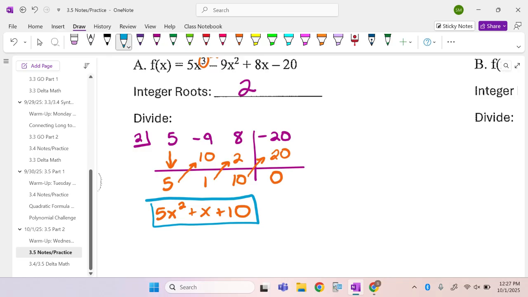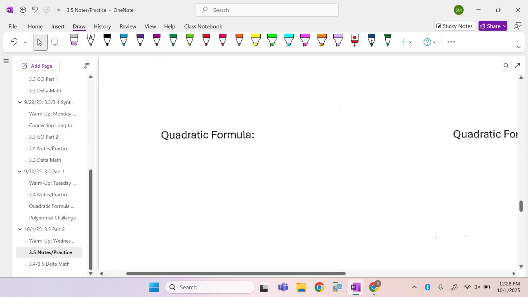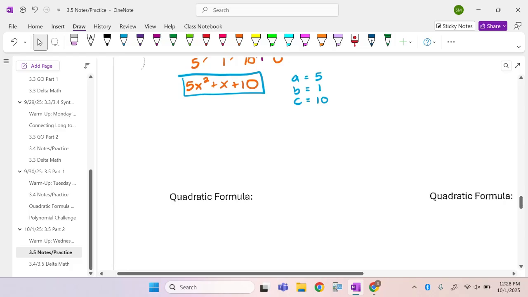All right, so Kaden, pick someone to tell me what A, B, and C is. All right, so what's A, B, and C, Dylan? A is 5, B is 1, and C is 10. All right, so pick someone to help me put it into the formula.